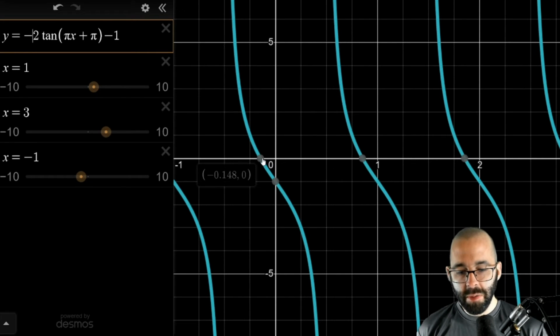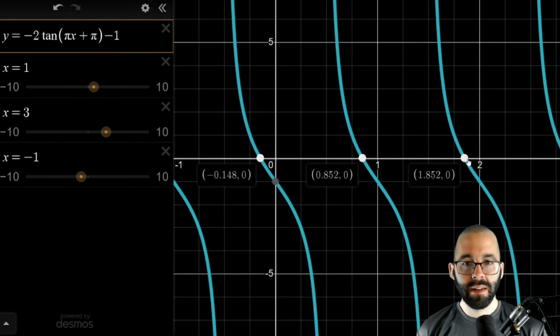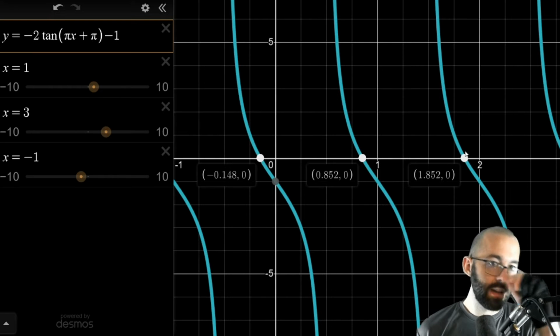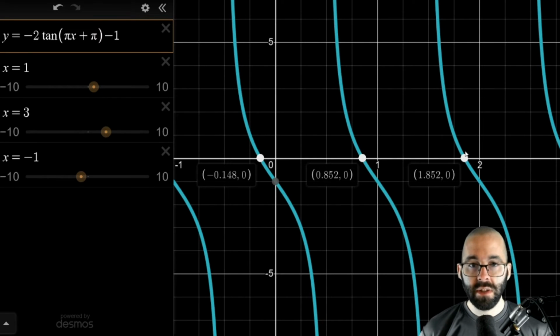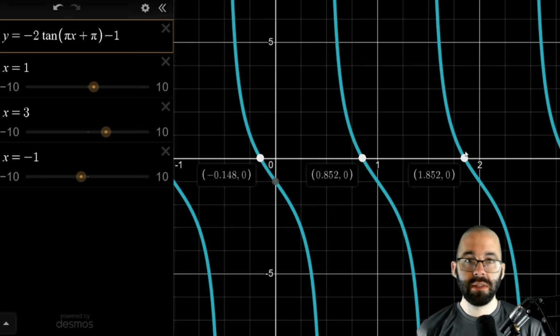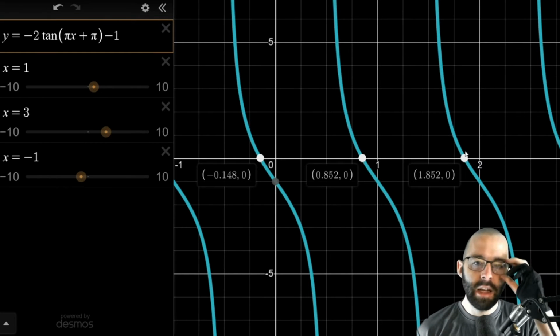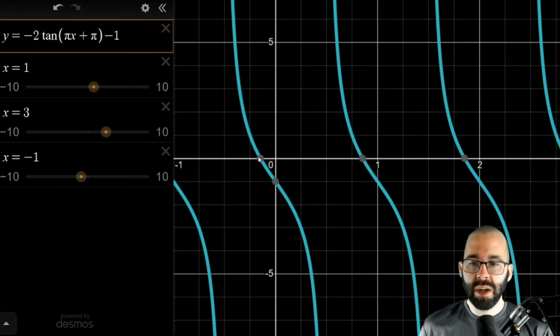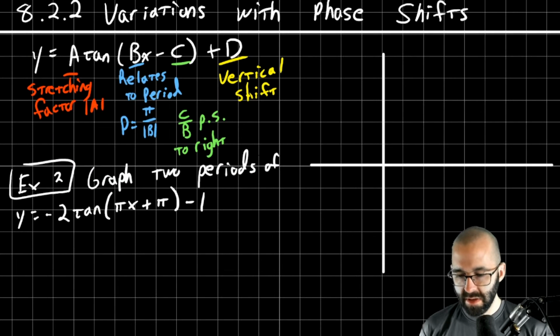Let's start by looking at our period. Okay. How does it repeat? Well, it repeats every 1 unit. Okay. There is a phase shift. So this is not actually our center, but it does repeat every 1 unit. You can pick any point at the graph to look at your period. Let's write that down. Okay, the period is 1.